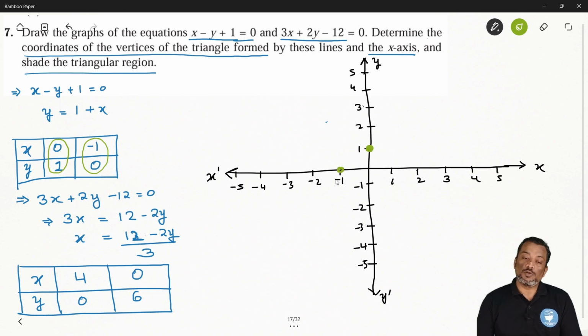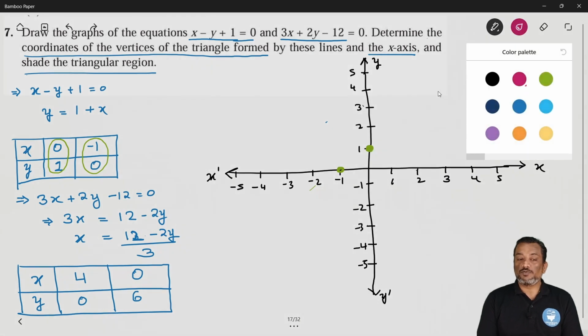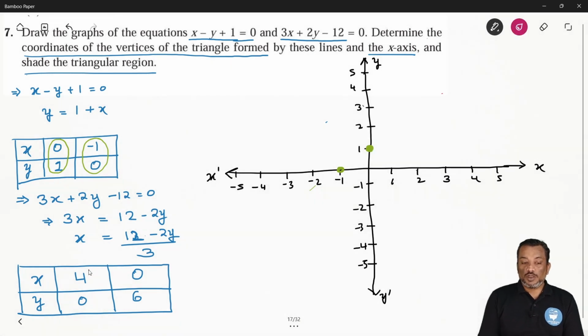Okay? Now if you want, you can draw the line of this one. So you will get an extended line, or we will draw all the lines at last. Okay, first we will plot both the graphs. Now the second one, you can get x is 4, y is 0. So x is 4, which means here this is a point.